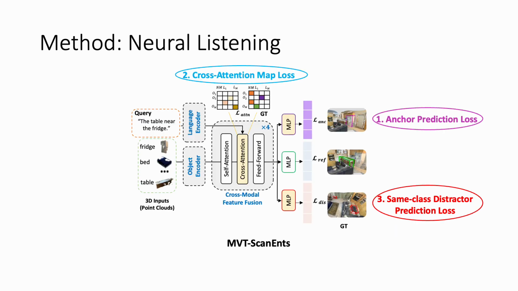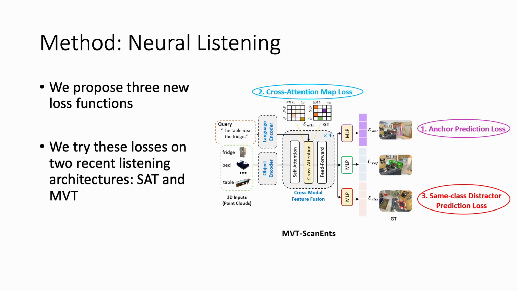For the neural listening, we propose three new loss functions. First one is the anchor prediction loss, which is responsible for predicting the anchor objects that are mentioned in the input utterance. The second one is cross-attention map loss, which operates on the cross-attention maps between the object features and the language features. And the third loss is the same class distractor prediction loss, which is responsible for predicting the objects that have the same class as the target object. We try these losses in two recent listening architectures, SAT and MVT.